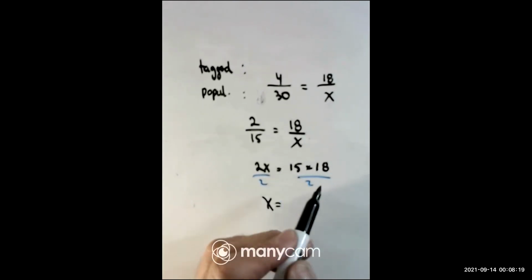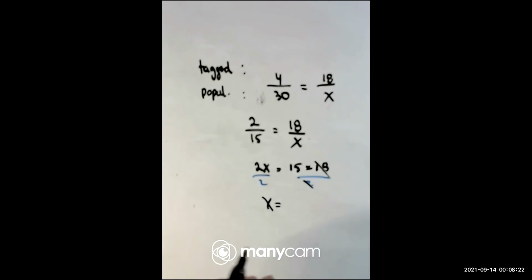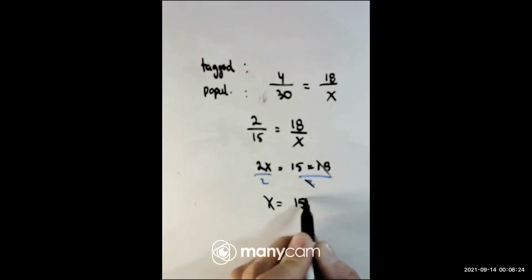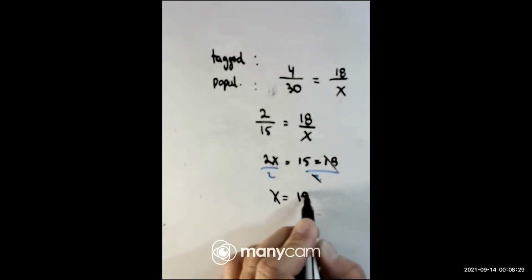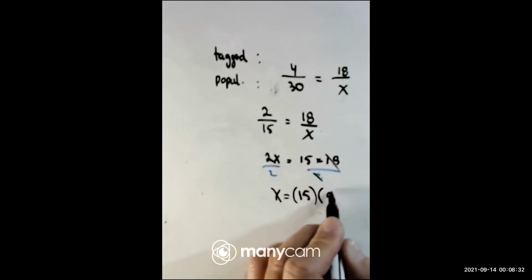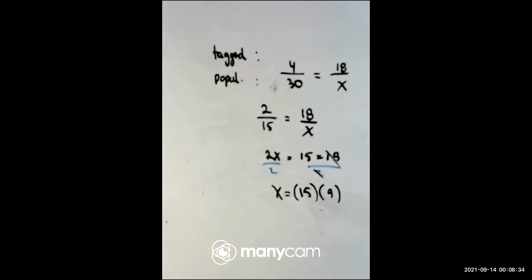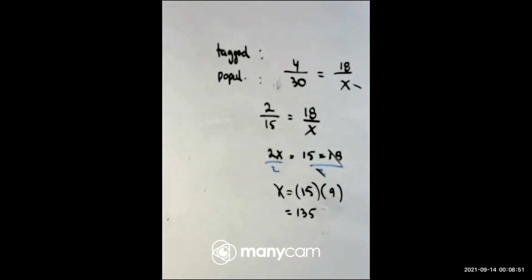Now, just to keep it simple, notice that 18 divided by 2 is 9. So the actual number would be 15 times 9. That would be 135. Let's see, 15 times 9, 135. So this of course equals 135, and this is how many deer in the preserve we have. 135 deer.